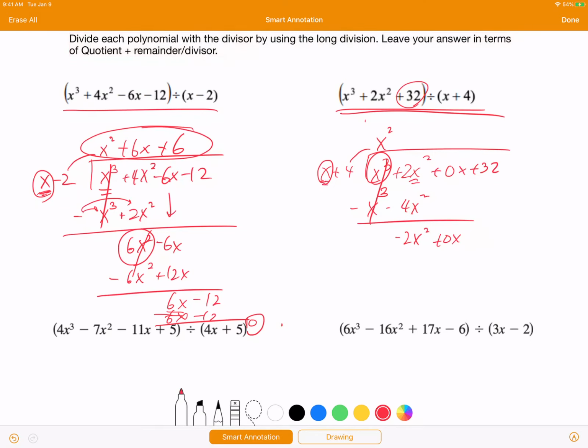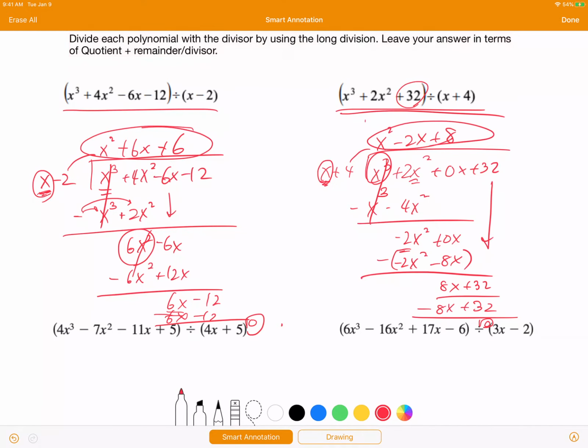How many times can x fit in negative 2x squared? It's negative 2x. So minus 2x squared minus 8x. Distribute the signs, and we get positive 8x down here. Bring down the plus 32. And how many times can x fit in 8x? It will be plus 8 times. So 8x plus 32. Subtract it and you get a 0. And this will be my answer.